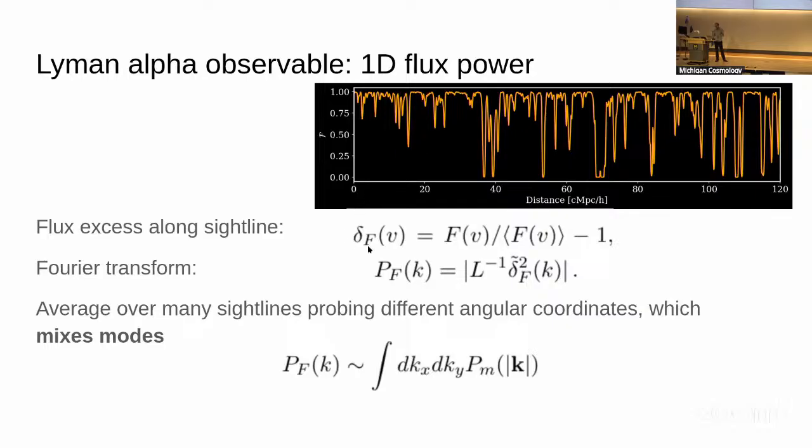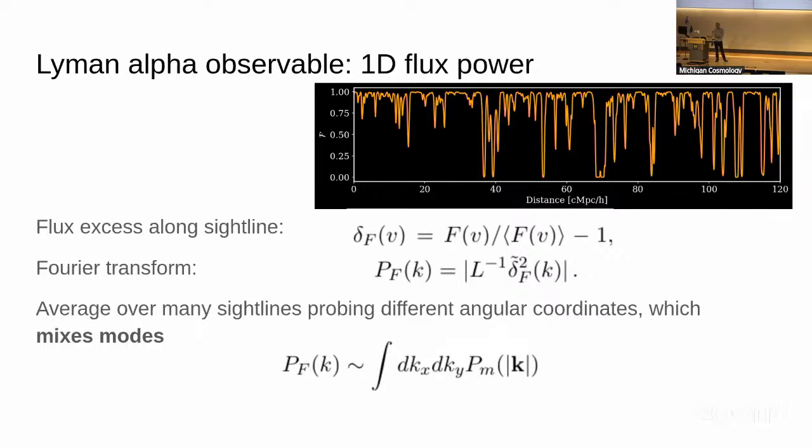The way we work it out is that we first compute the flux excess. So this is the mean flux along the sight line. Sorry, no, this is the mean flux in the box along all sight lines. This is the flux along the sight line as a function of velocity, and we make it dimensionless. We then take the power spectrum along the line of sight, the 1D Fourier transform, and we correlate it to take the power spectrum. And then we average over many sight lines, right? So we have a box with a whole bunch of sight lines in. We take the Fourier transform along each one, and then we average over them.